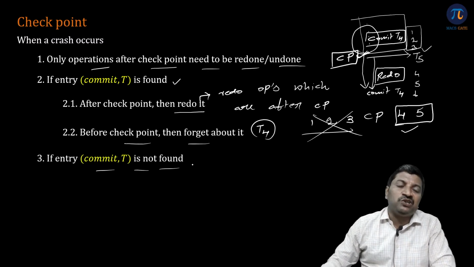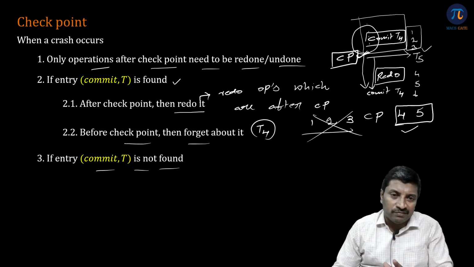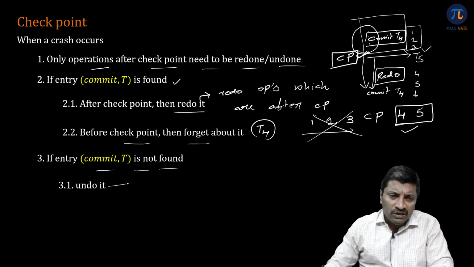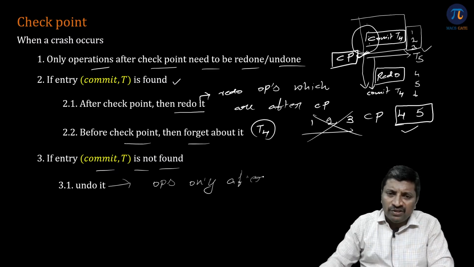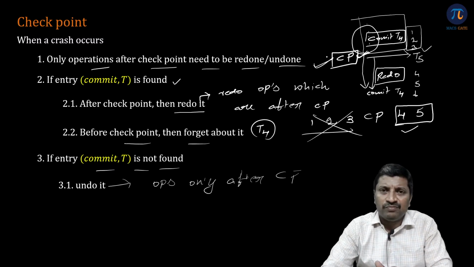If a commit is not found, it means it was not completed. Whenever it was not completed, what do you do, sir? You need to undo it, only the operations after the checkpoint. Whether you redo or undo, because up to the checkpoint mark everything is clear, sir. That is the meaning of the checkpoint mark. Okay.